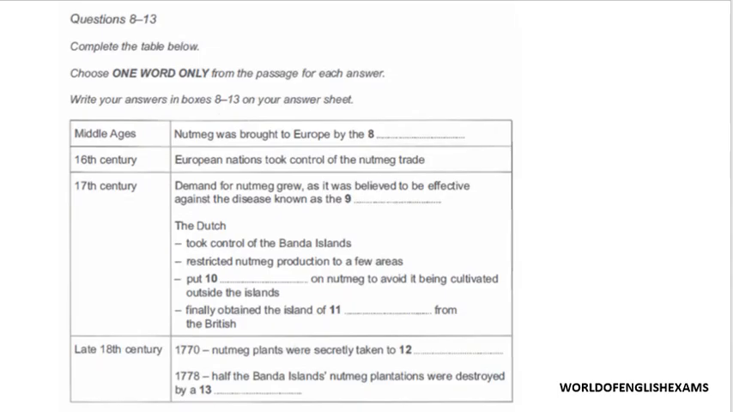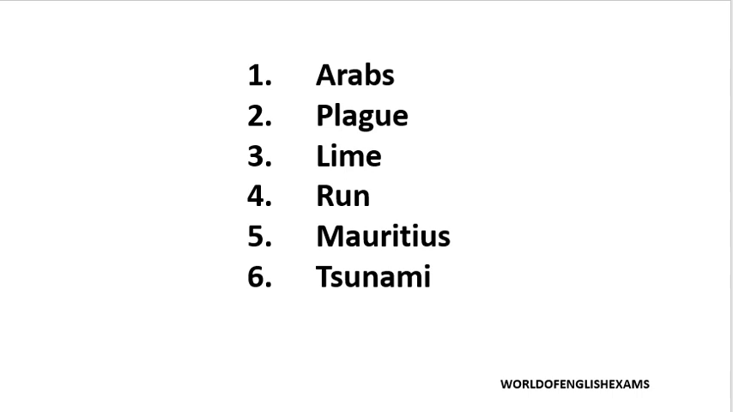I hope you understood how to complete the table if you can follow the hints. Otherwise, you will unnecessarily be reading the entire passage. So here is the answer key, and this completes our session. The first 13 questions, that is the first reading passage of Cambridge IELTS 15 academic version, is successfully answered.